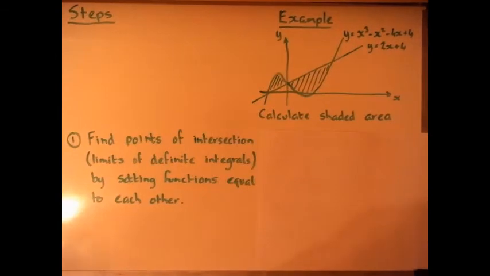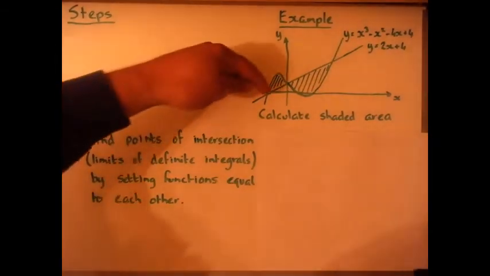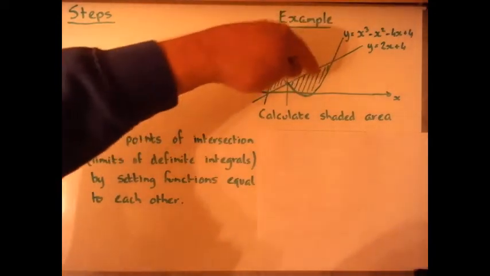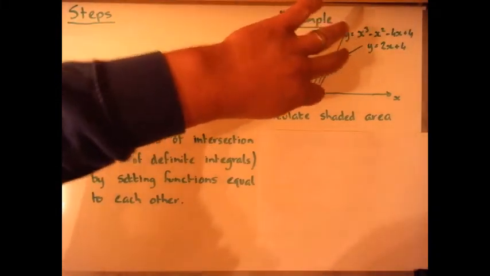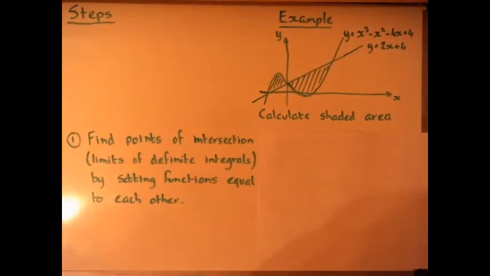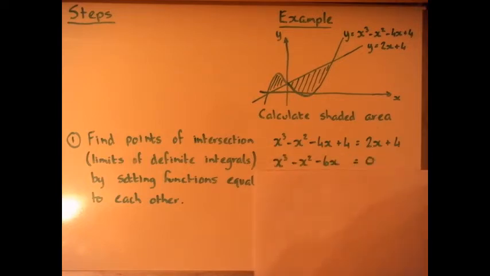And how I get that is I set my functions equal to each other, because that's what's happening at these points. It's where the two functions have the same x value and give the same y value at that point. So I'm going to set our two functions equal to each other. So we set our cubic equal to our straight line. We're then going to collect like terms on the left hand side. So I'm going to take away 2x, take away 4 until I get to this solution here.